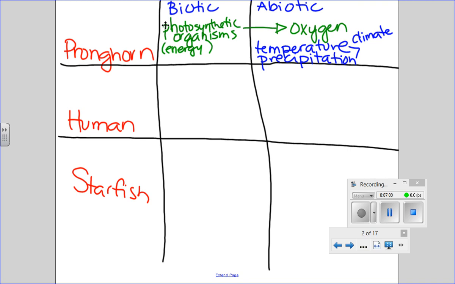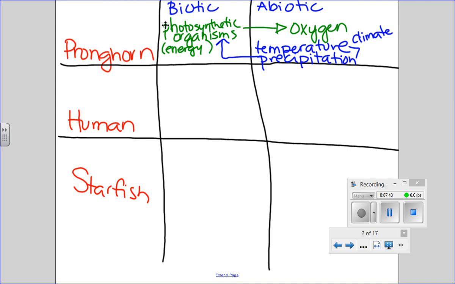Climate affects organisms. The temperature that it is, the amount of precipitation that there is, will affect whether or not the organism can survive. Now, is temperature going to directly affect the pronghorn itself? Is precipitation going to directly affect the pronghorn itself? Probably not necessarily. They could find shelter, but temperature and precipitation will affect the growth of photosynthetic organisms.